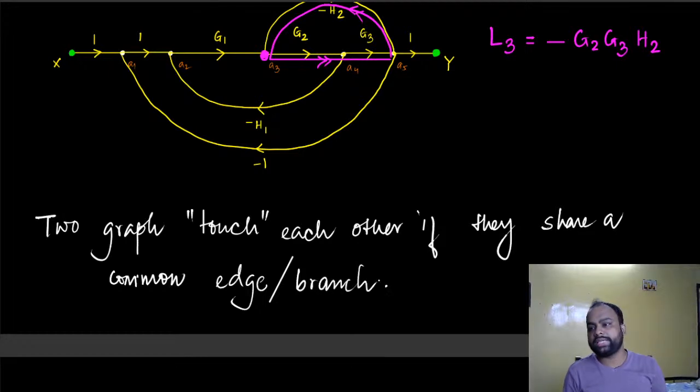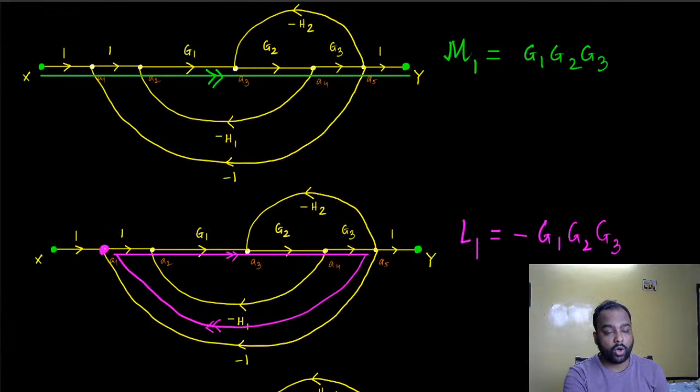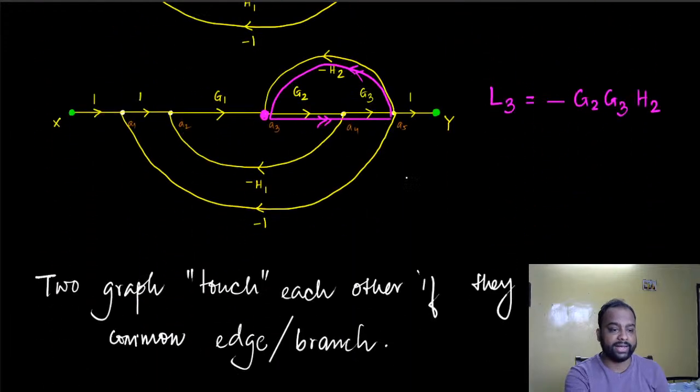So in graph theory, we say that two graphs touch each other if they share a common edge or branch, or whatever you want to call it. Edge or branch are the same thing, right? So if they share a common branch or common edge, then we say that two graphs are touching each other. If they just share a common node, then they don't touch each other. So with that terminology, let's calculate delta.